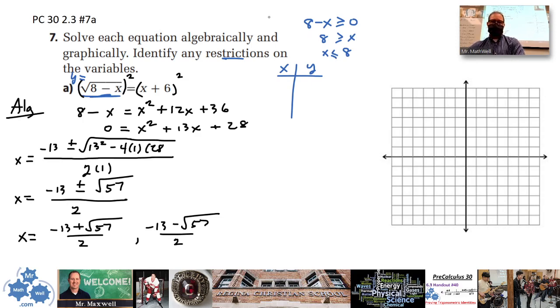Okay. So if I make it 8, then we've got 0. If I make x 4, 8 minus 4 is 4. Square root of 4 is 2. Okay, awesome.